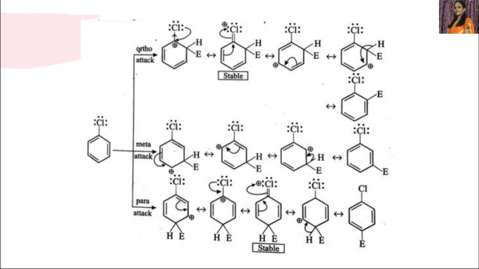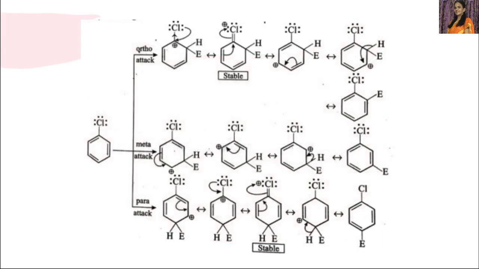Okay. So though the chlorine atom is a ring deactivating group, electrophilic substitution is favored at ortho and para positions due to its plus M effect. Due to the minus I effect, it is a ring deactivating group. Due to the plus M effect, the incoming electrophile goes to ortho and para positions rather than the meta position.